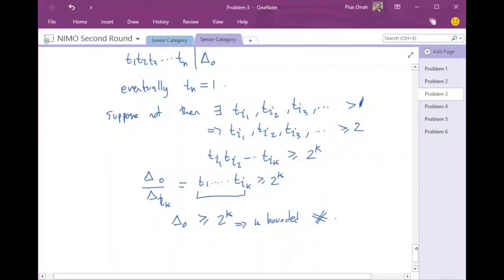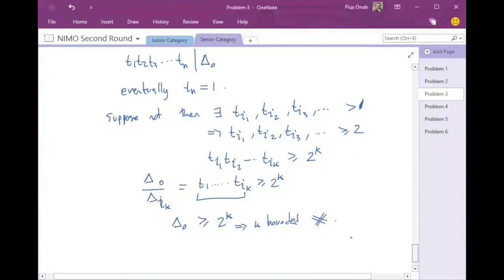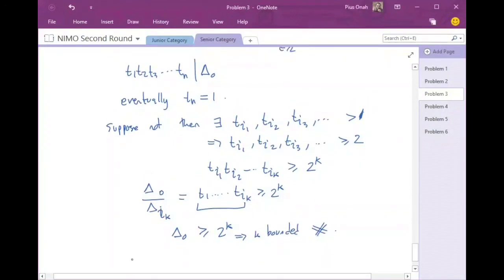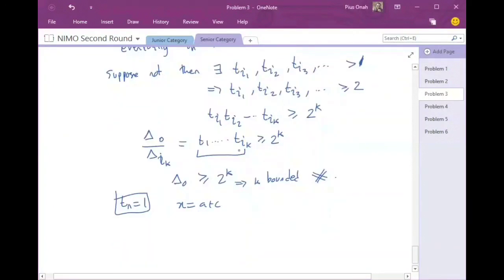Once we've done that, we don't get any new cancellations. So the point here is that once we have Tn equal to 1, then basically there was no cancellation. So I hope that was clear.